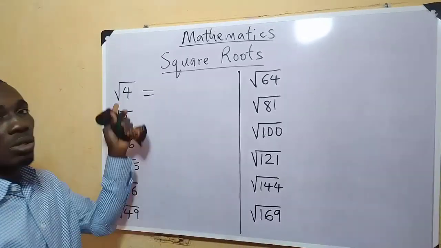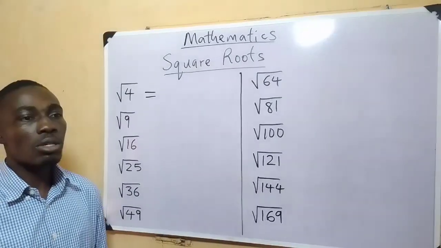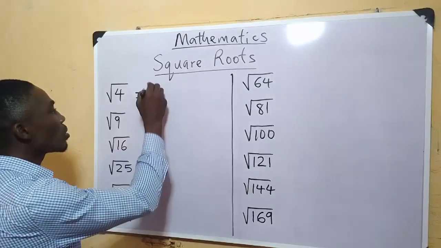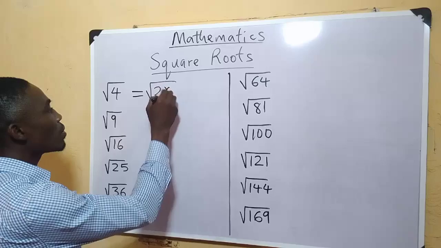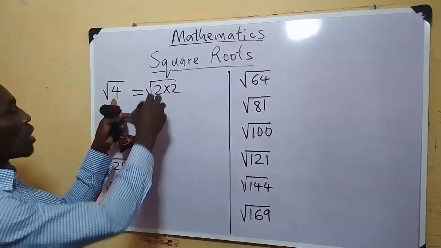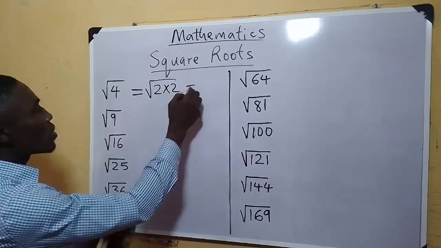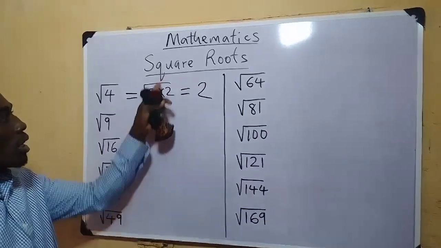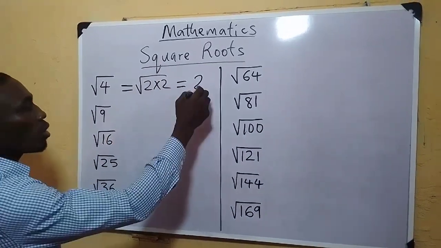If you are getting the square root of 4, you ask yourself, which number can you multiply 2 times to get 4? That is 2. So 2 times 2. 2 times 2 will give you what? 4. So that means square root of this 4 will give us 2. You just pick one out of it and remove the square root. It will become 2.